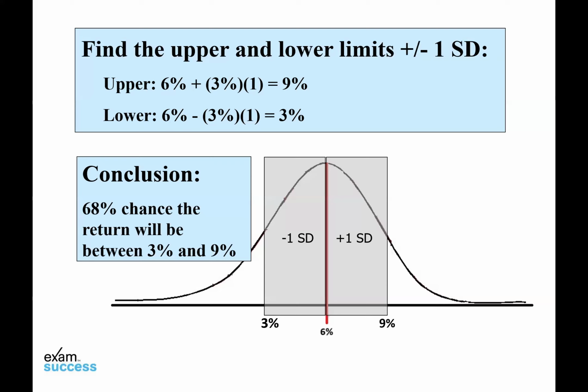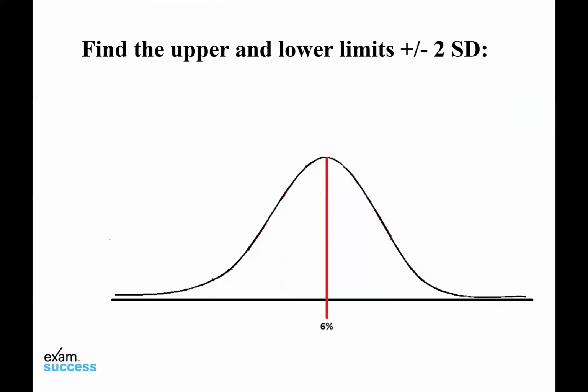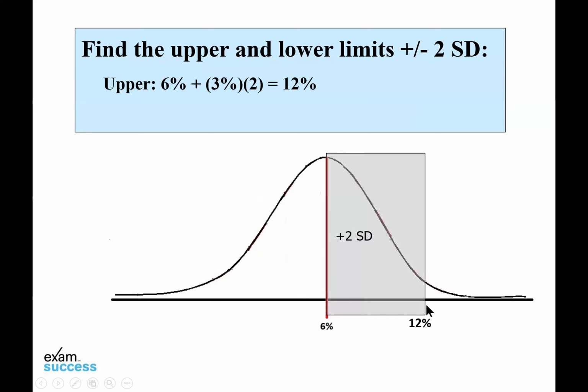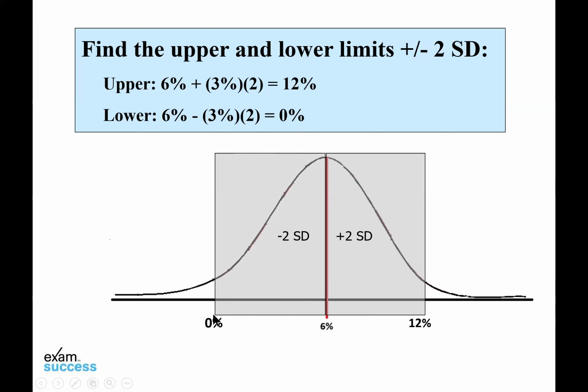All right, let's do this example again, this time for plus or minus two standard deviations. We'll use our formulas. The upper limit is 6 plus 3 times 2. 3 times 2 is 6. 6 plus 6 is 12. So that upper limit is going to be 12%. And let's find the lower limit. We'll use the formula again. 6% minus 3 times 2. 3 times 2 is 6. 6 minus 6 is 0. So the lower limit is 0.